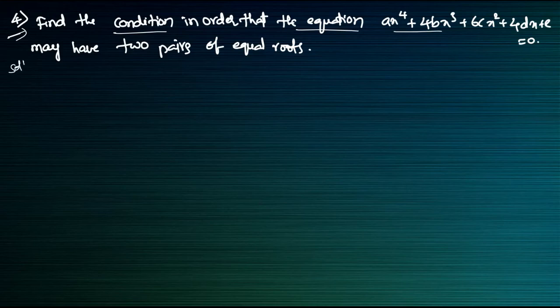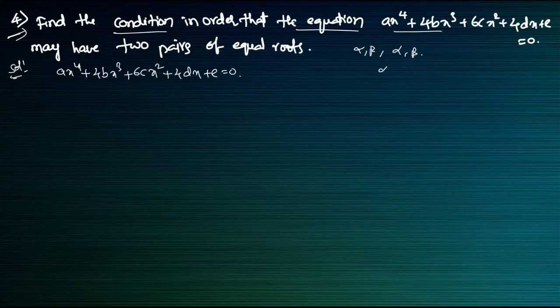Solution: I will take it directly here. So what is the equation here? Ax to the power of 4 plus 4b x cube plus 6c x square plus 4d x plus e is equal to 0. From this he is saying that it may have two pairs of equal roots, like alpha comma alpha and beta comma beta. So these are the four roots, the equal pairs alpha, alpha, beta, beta.